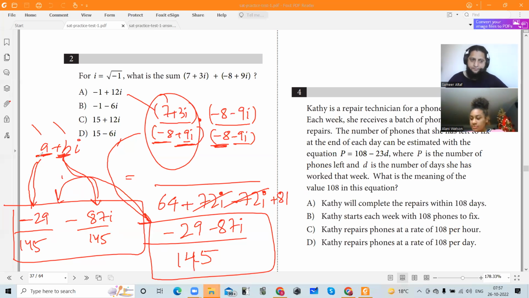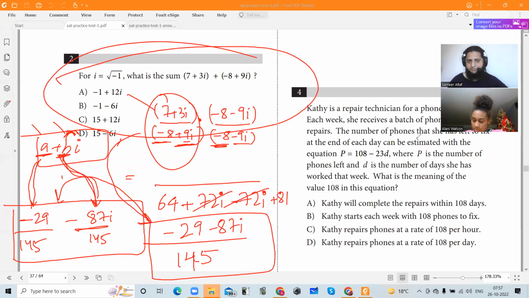So the i just goes with the b, right? I goes with the b, exactly. B times i will always be there. But if they're asking only for the value of b, you will not be taking i at that time. You'll be taking the value of b only, and that's -87 divided by 145. So a is -29 over 145, and b is -87 divided by 145. That is how the questions can come for imaginary numbers.